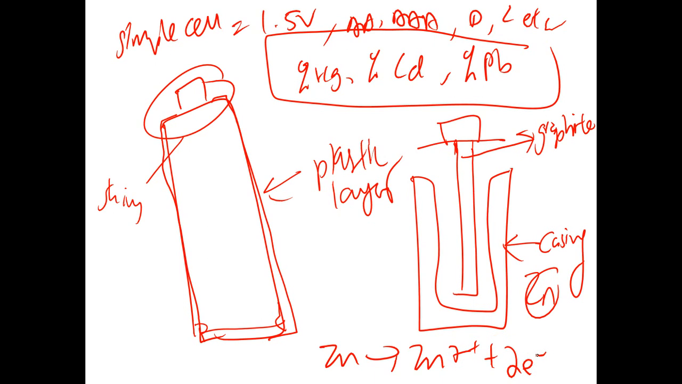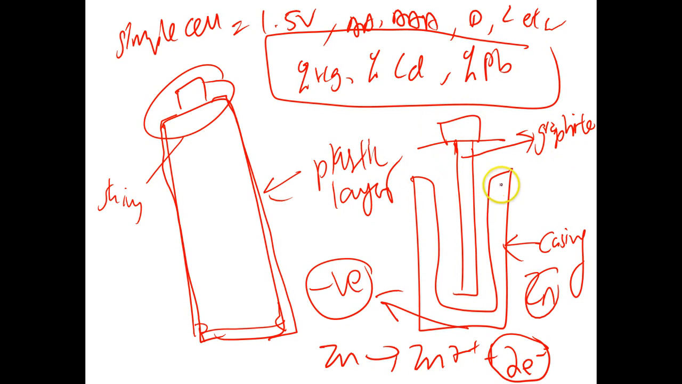So think about this a little bit more. The bottom of the cell is the negative terminal, because electrons are produced here. Electrons flow one round into your circuit and flow back into the positive terminal, which is now the graphite.